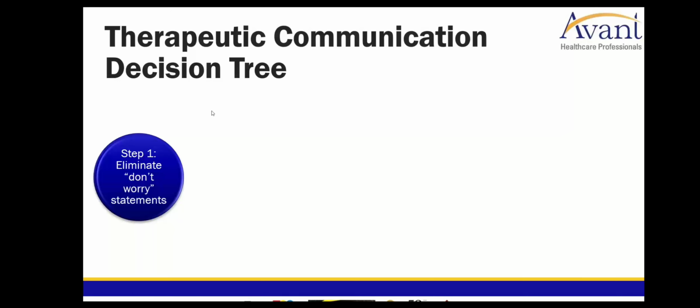Step number one, right? Eliminate don't worry statements, all right? Don't worry statements are not reassuring to patients, okay? It's not realistic to tell them, and first of all, we don't know what they're feeling and we don't know how this is affecting them, and it's not really realistic for us to tell them not to worry. Also, it kind of gives them false assurance, all right? The truth is we don't know what's going to happen to these patients. So it's not good for us to give false assurance that everything's going to be okay and that they shouldn't worry when we don't know that.